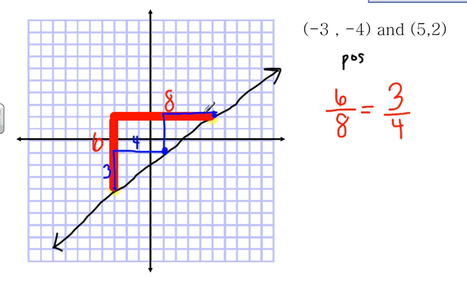It could also be 6 over 8, or it could be any fraction that is equivalent. What if I doubled this again? My slope could also be 12 over 16. But in most cases, you're going to want the most simplified answer.